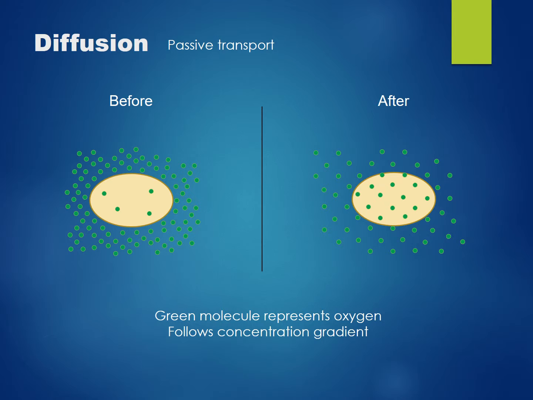Diffusion may occur through the cell membrane. For example, oxygen carried in our blood is constantly being distributed throughout the body. When the concentration of oxygen molecules is greater outside of a cell than inside a cell, oxygen will diffuse into the cell.